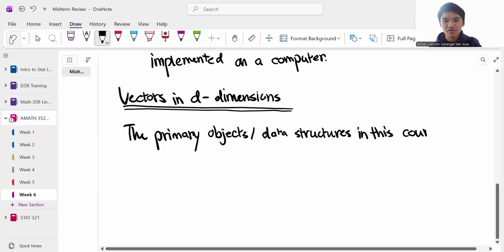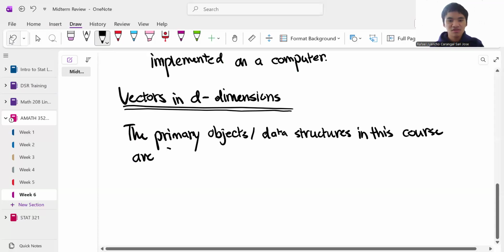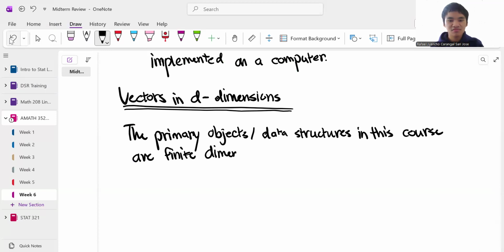So these are going to be the primary objects in this course, and we're going to make them finite dimensional vectors. So everything that we're going to talk about is the core of everything is based off of vectors. And so we're going to be building off of that. Now let's do an example here.